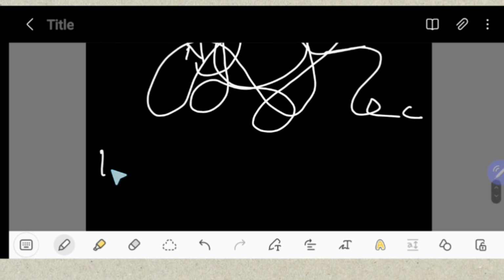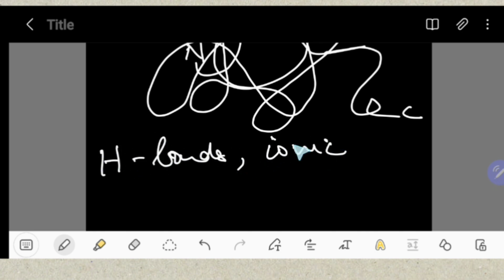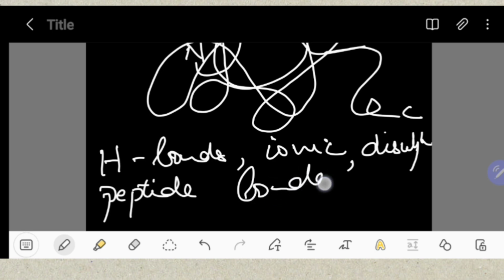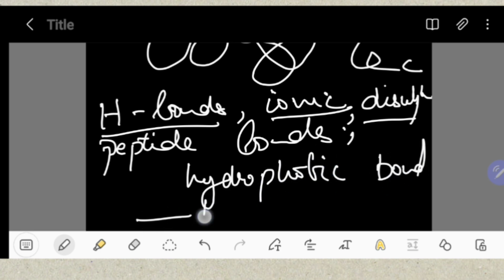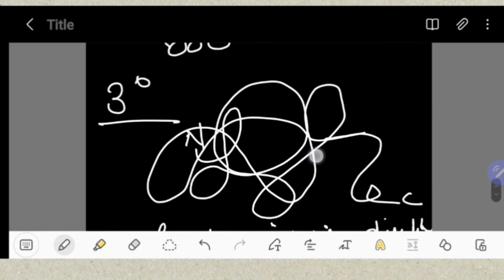Here you can see hydrogen bond, ionic bond, disulfide bond, peptide bond, like that many bonds are seen in this tertiary structure. Five bonds are seen: hydrogen bond, ionic bond, disulfide bond, peptide bond and hydrophobic bond. Therefore it is the stable product.